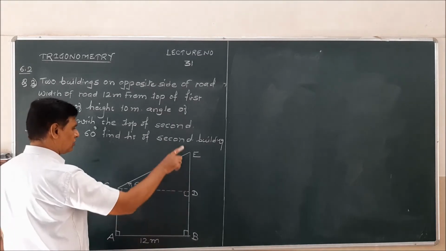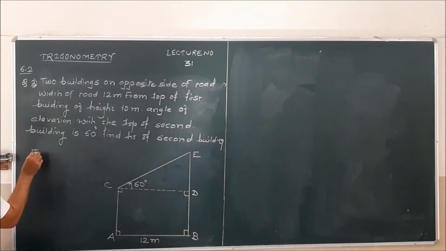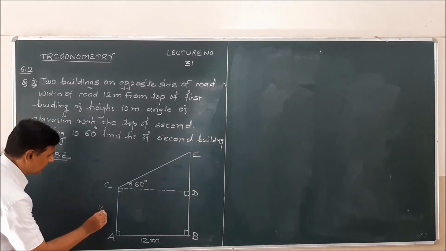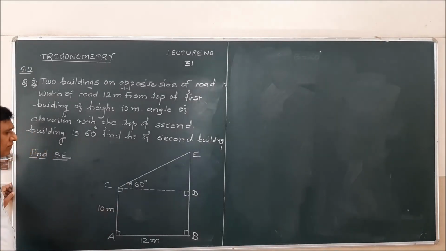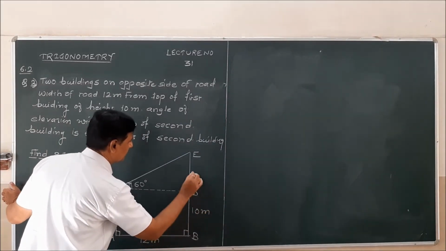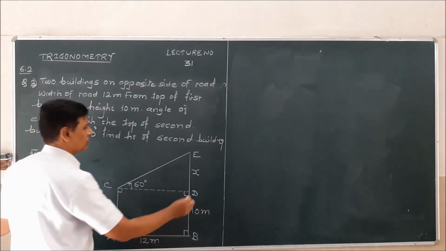Question is find out BE. What is BE? BE is the height of the second building. Now please try to understand. You will find here this is 10 meters. This is also 10 meters and this is X meter of this.